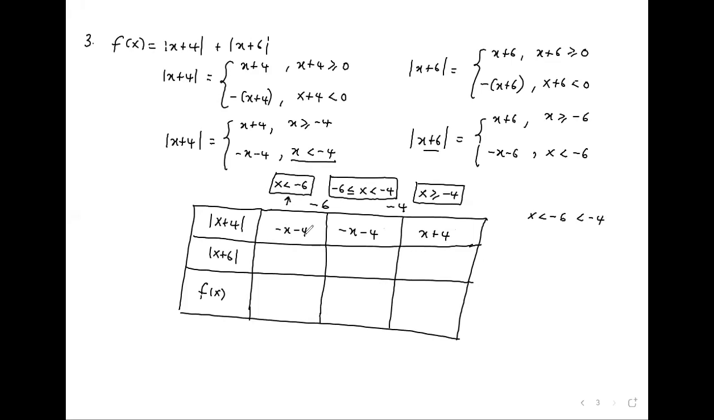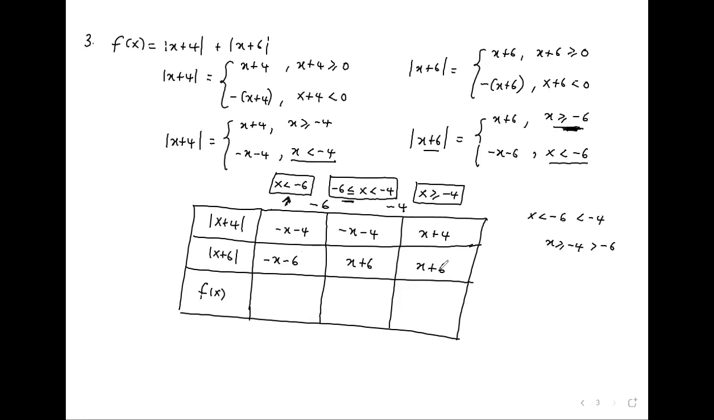Let's go to the modulus of x plus 6. When x is less than negative 6, the function is negative x minus 6. When x is greater or equal to negative 6, the function is x plus 6. What happens when x is greater or equal to negative 4? This is automatically greater than negative 6, so the function will be x plus 6.